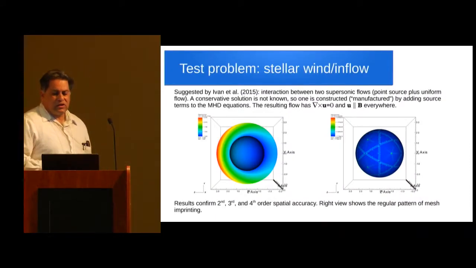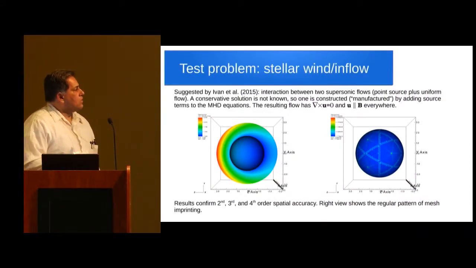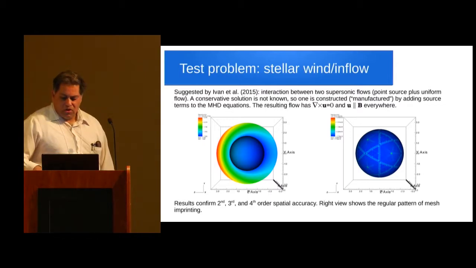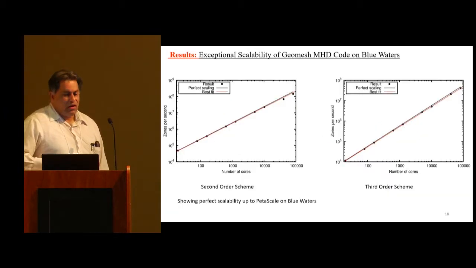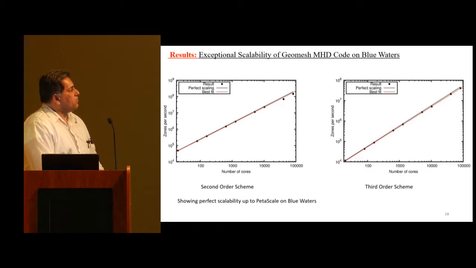And here you can see that on classical test problems, we're able to achieve this accuracy. So you can see that as the angular resolution is improved, the 2nd order accurate scheme goes at 2nd order accuracy, the 3rd order accurate scheme goes at 3rd order accuracy, and the 4th order accurate scheme actually shows full 4th order accuracy. So that's a good thing to demonstrate, okay? Scalability is perfect scalability on Blue Waters.